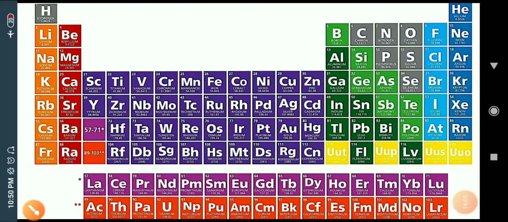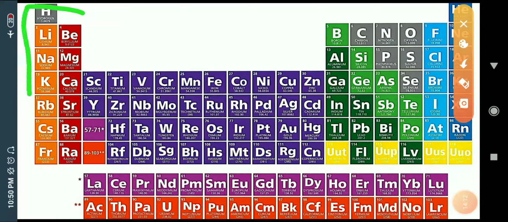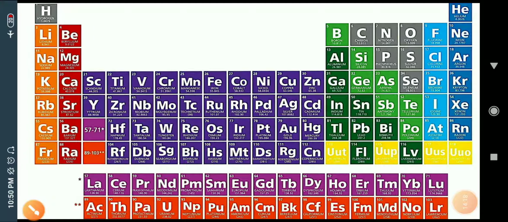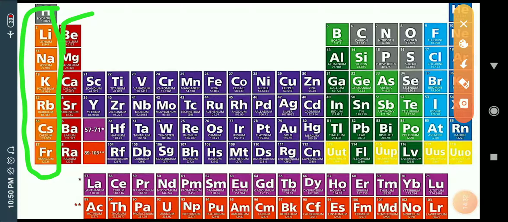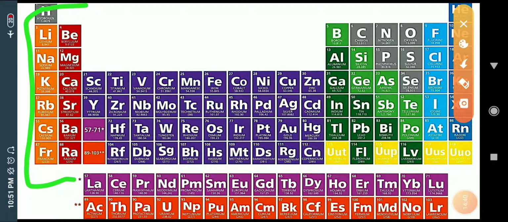So listen, we all know that S block contains two groups. This is the first group, this is the second group. The first group is also called first A, and the second group is also called second A. The first group contains alkali metals, and the second group contains alkaline earth metals. And all these are metals.